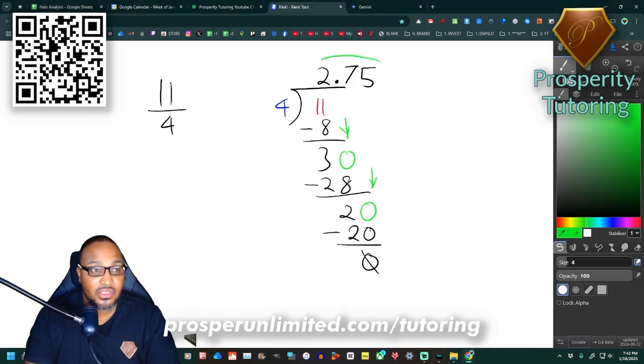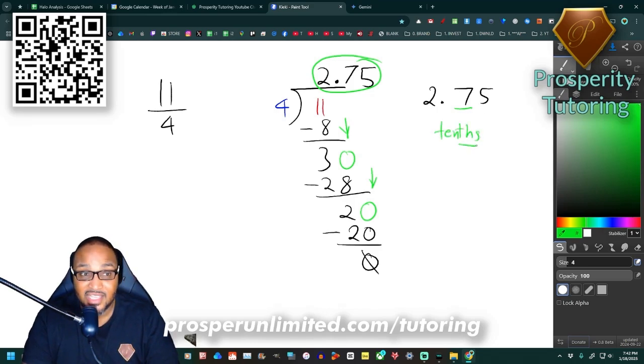We found our quotient, 2.75. But 2.75 isn't a mixed number. We need to change it into a mixed number, right? So let's take 2.75 and let's remember our number places. The first place after the decimal is the tenths place.